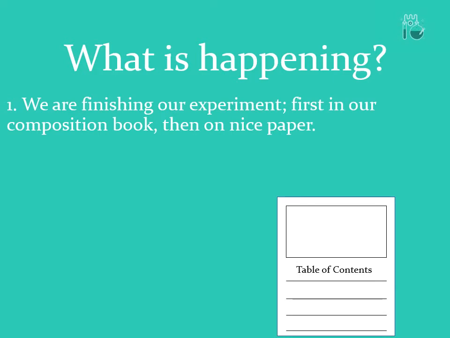So, there have been a lot of writing videos, and a lot of talk about our writing. What is happening? Well, number one, we're finishing our experiment. Remember, I did the ramp in the car. You're doing your experiment now, and you're writing about it in your composition book first, and then on nice paper. The composition book is where you practice. It's where you get it to look the way you want it to look. That's where we're going to check your spelling and things like that. So don't worry about the nice paper yet.